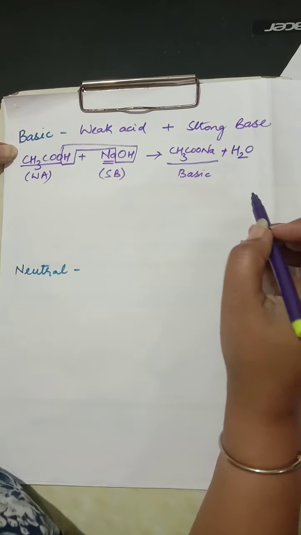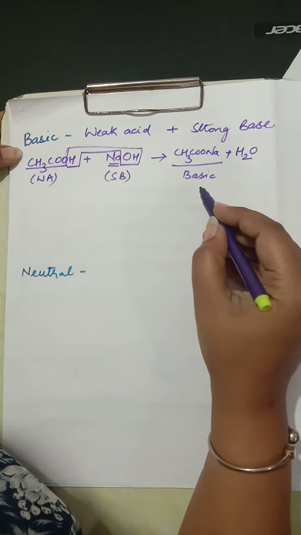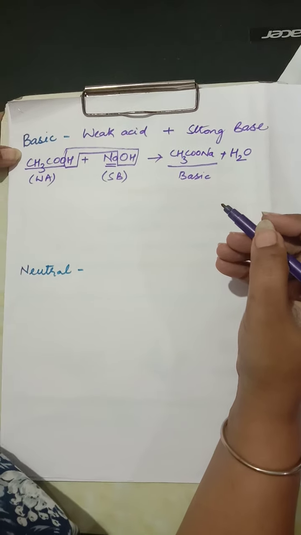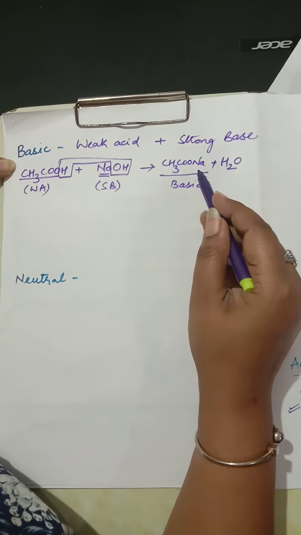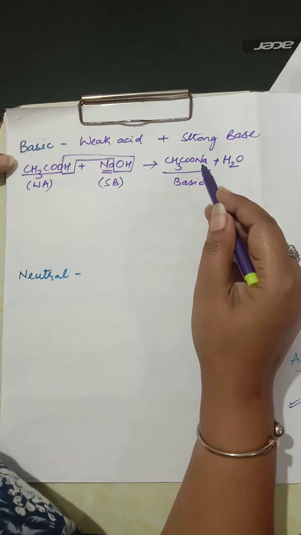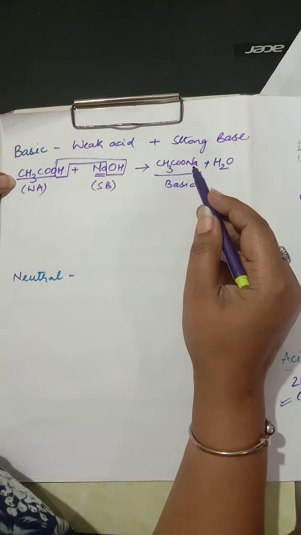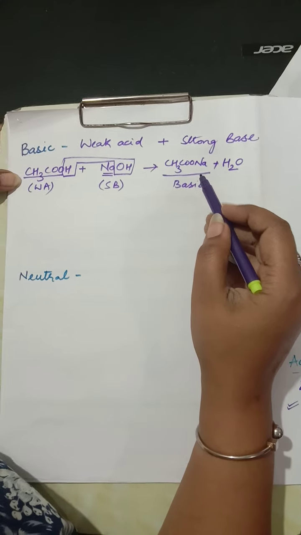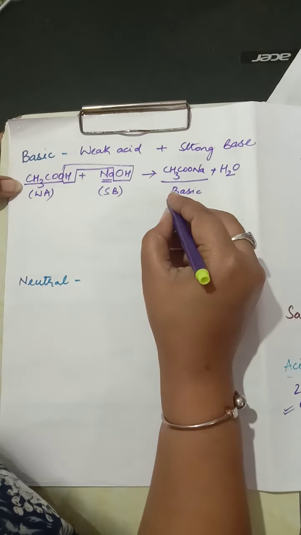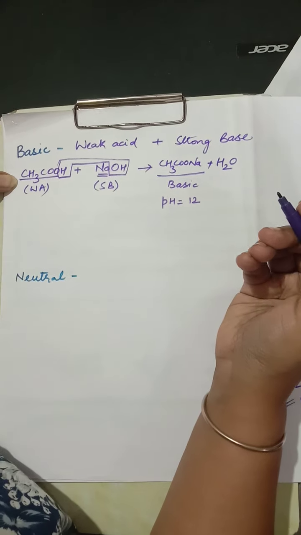If I am saying this is basic in nature, that means its pH value will be more than 7. And we can say here sodium acetate salt, which is formed by the neutralization of weak acid, acetic acid, and strong base, sodium hydroxide. The nature of this salt is basic and its approximate pH value will be 12.